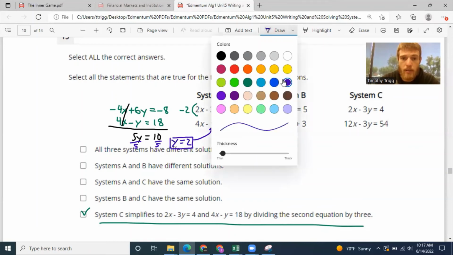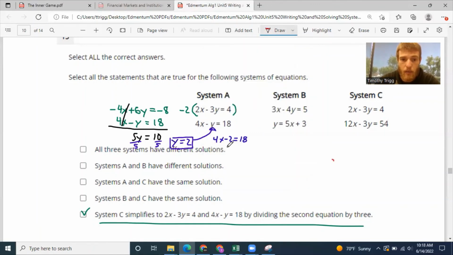Then what we can do is add 2 to both sides of the equation. Here we're solving for x essentially. So that'll give us 4x is 20. Divide both sides of the equation by 4 to help us get x by itself, giving us the value of x is 5. So the solution A has the answer 5, 2. So 5 for the x, 2 for the y.